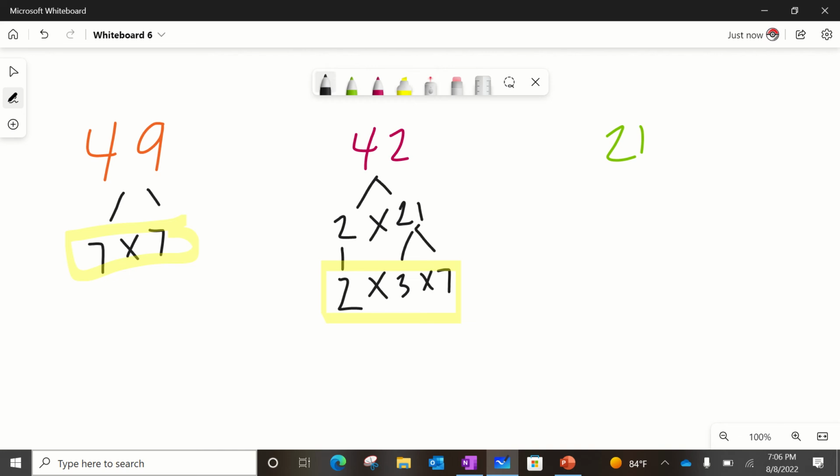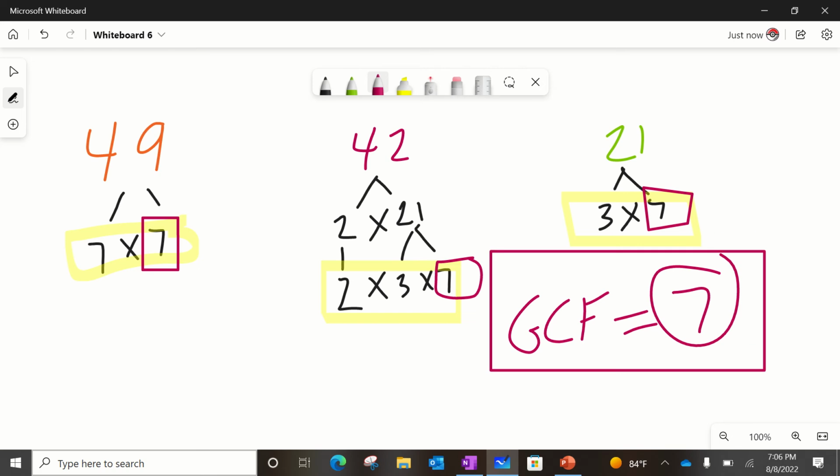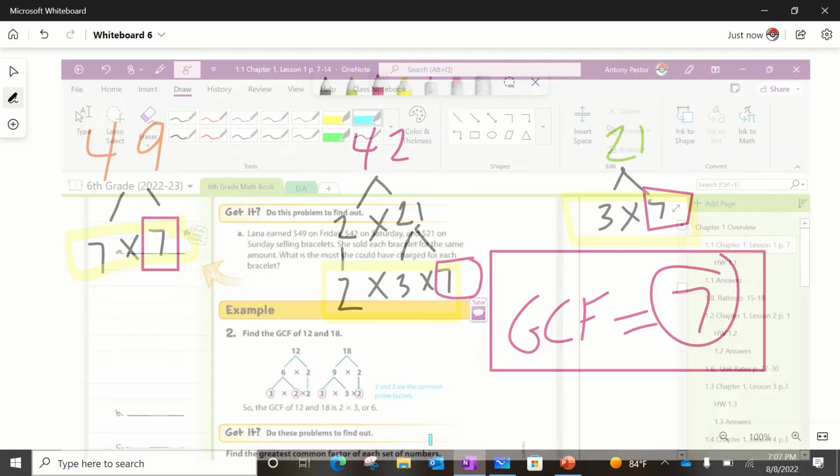We cannot break that down anymore. And last but not least, 21 is literally just made up of 3 times 7, like we just said, and we are locked. Now, we look at the biggest number that they all have in common, which is 7. Therefore, the greatest common factor between these three numbers is 7. And technically, I would like you to box the whole answer out on your homework. Therefore, the most money she could have charged for a bracelet was $7 to have an even amount at the end.